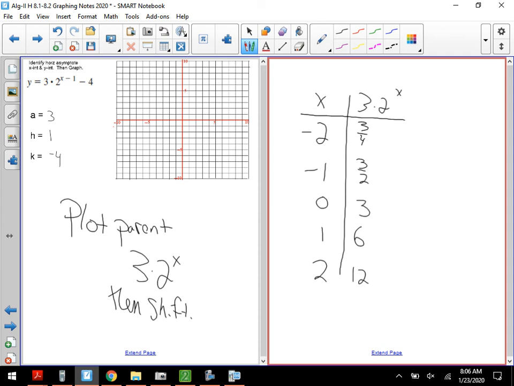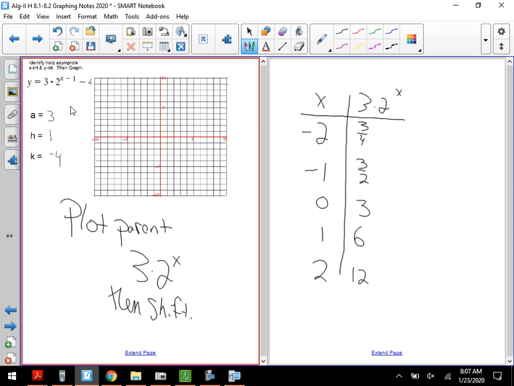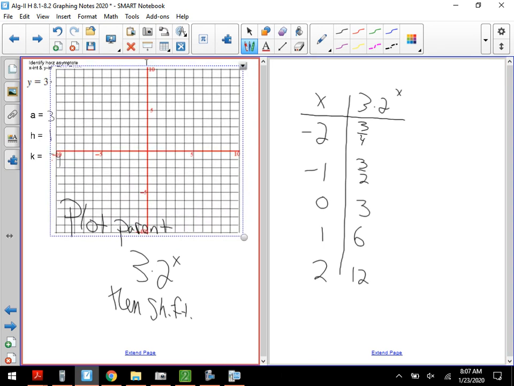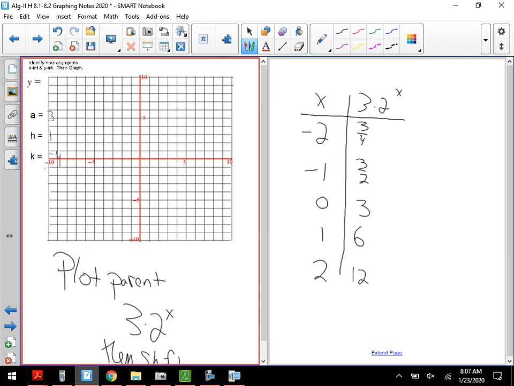All right. So now if you think of it, there's a scalar to the exponent. That never changes. That curve won't change. What we're doing is just going to move it. Okay. So if I first plot these, we have negative 2 and 3/4. Negative 1, 3/2. 0 and 3. 1 and 6. 2 and 12.